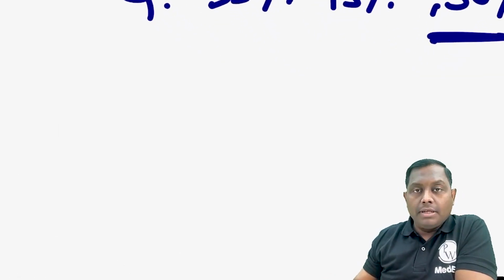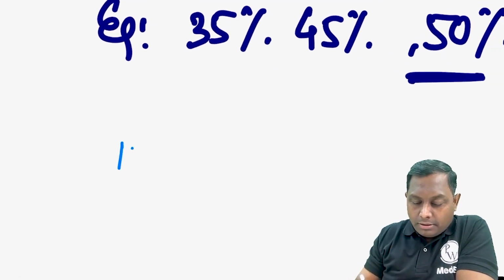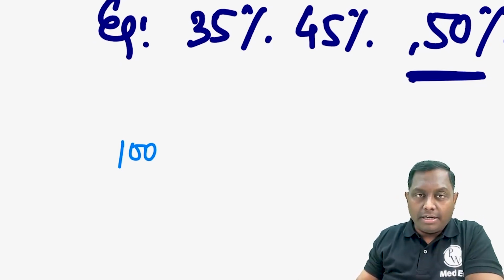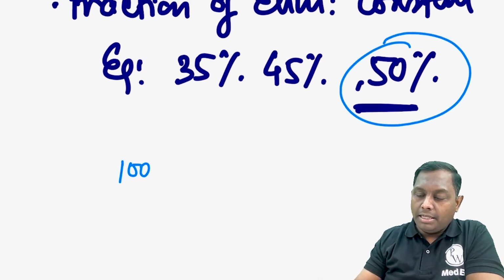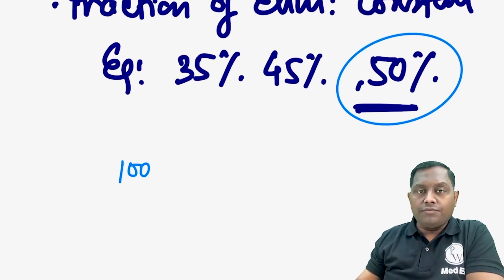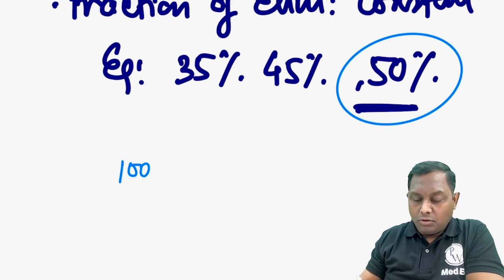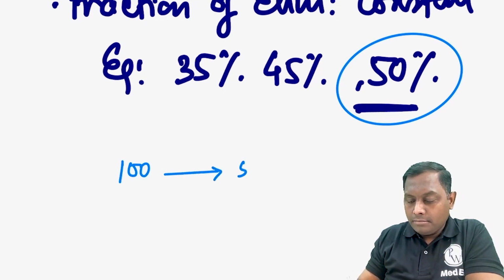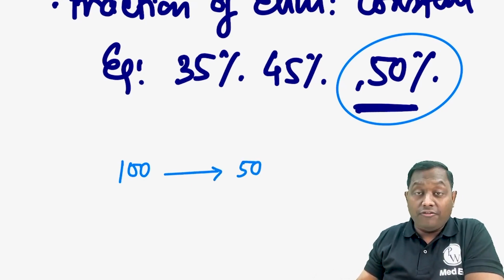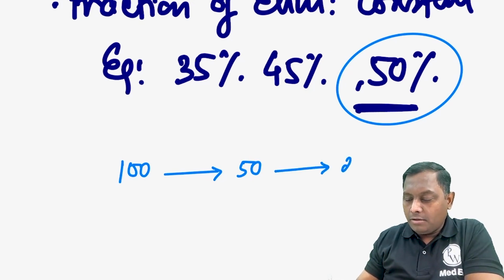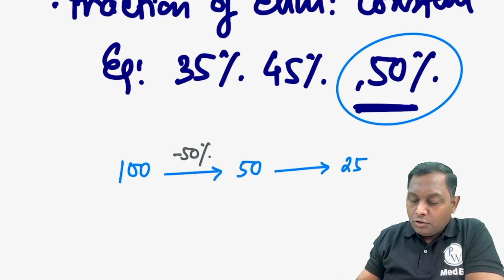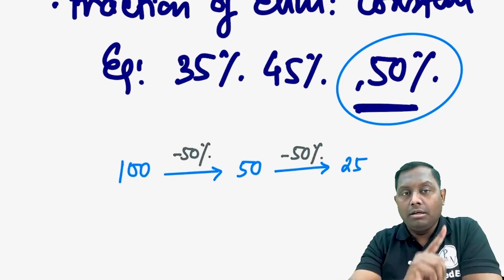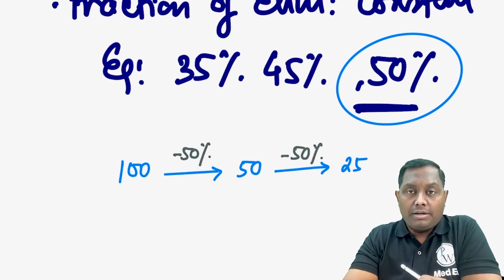Let's say there is one condition where the plasma concentration is 100. If it is following first order kinetics, let's take 50 as a number for ease of calculation. If 50% is eliminated, in the first half life 100 will become 50, because again the fraction of elimination is constant. Then in the next half life this 50 will become 25. Every time there is elimination of 50%, so a fixed fraction of drug is being cleared.